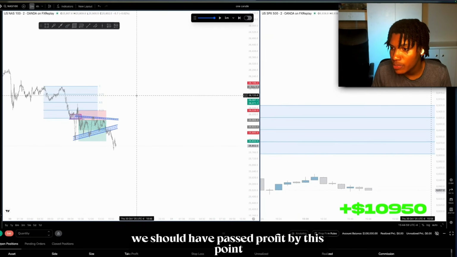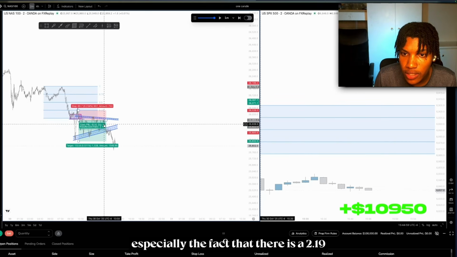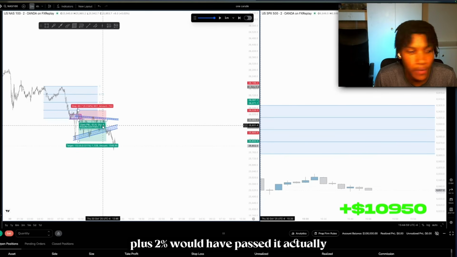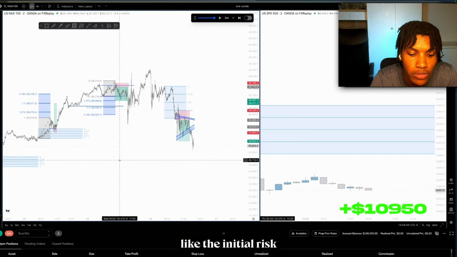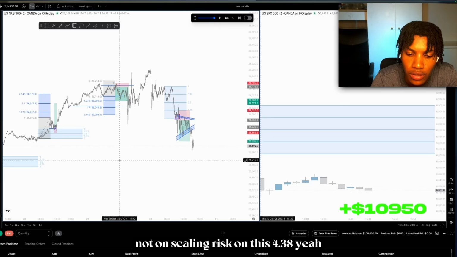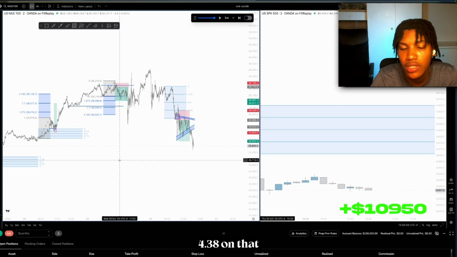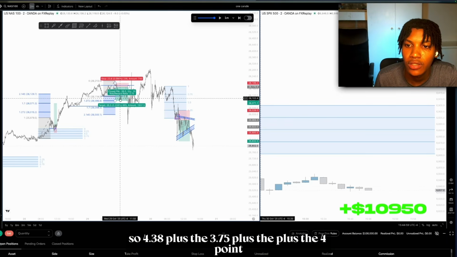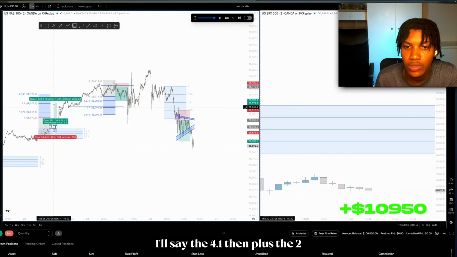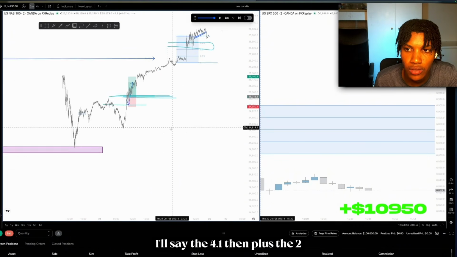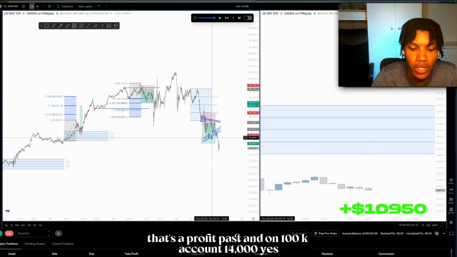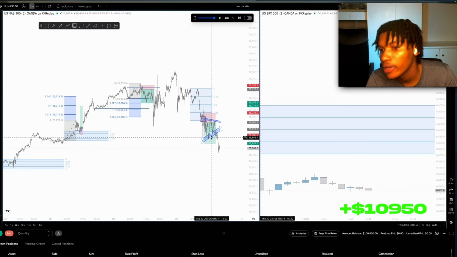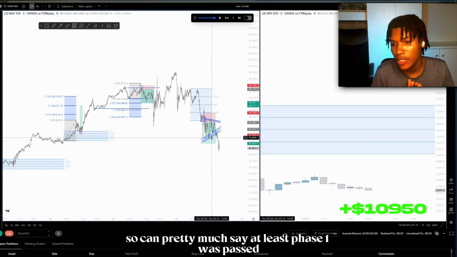I think we should have passed the problem by this point, especially the fact that there is a 2.19 plus 2% would have passed it. Actually, let's do the math right now. And thing is, I'm statically going over just the base risk, like the initial risk, not on scaling risk. On that's 4.38. Yeah, 4.38 on that. So 4.38 plus the 3.75 plus the 4. I'll say the 4.1, then plus the 2. That's all. So it's 14 all. Yeah, so that's a profit passed, and on a 100k account, 14,000. Yes, 14,000 there. So can pretty much say at least phase 1 was passed.